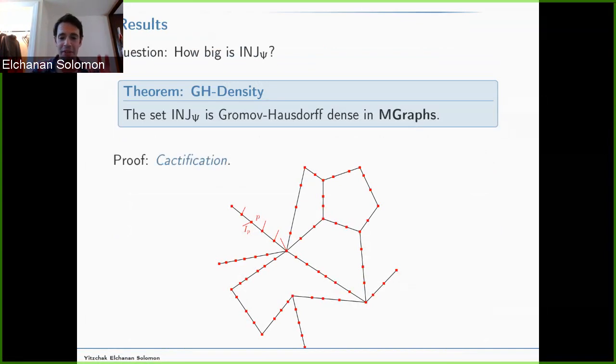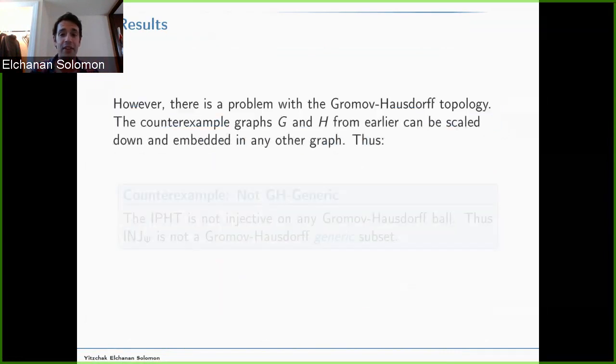And the proof of this is something which we jokingly call Cactus-ification. So what you do is you take a graph, you insert a bunch of small thorns of different lengths along the edges in such a way that it breaks up all the local symmetries or similarities, and it provides enough different local information that every point ends up having a distinct barcode. So that's the first result in our direction, that it ends up being Gromov-Hausdorff dense.